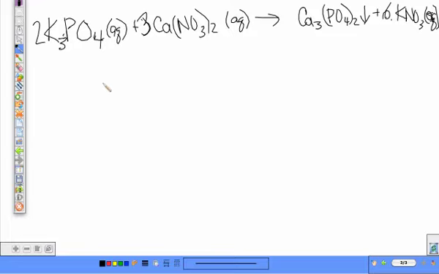So now let's write our ionic equation. That way we can tell what's our spectator ions and what isn't. So how many potassium ions do we have? 6, don't we? 6 potassium plus 2 phosphate. Now since this was aqueous, we want to split it into ions. Same with the calcium nitrate. So we have 3 Ca2+ plus 6 NO3.